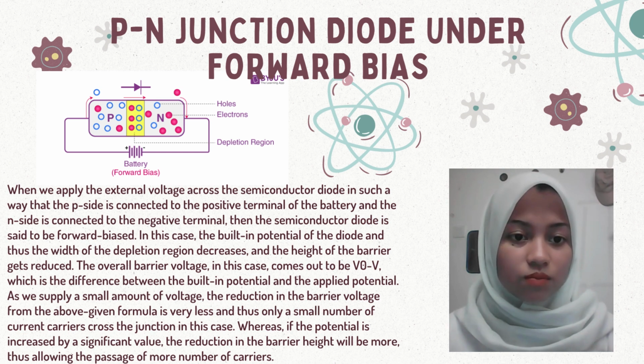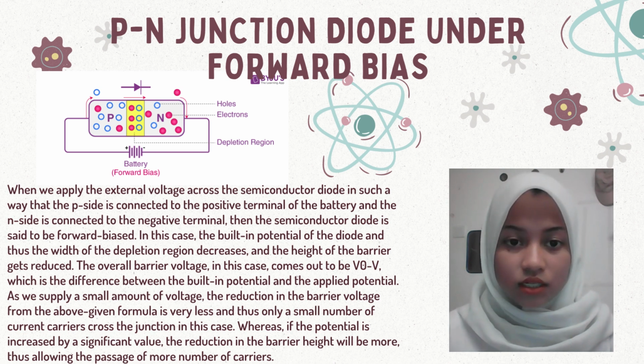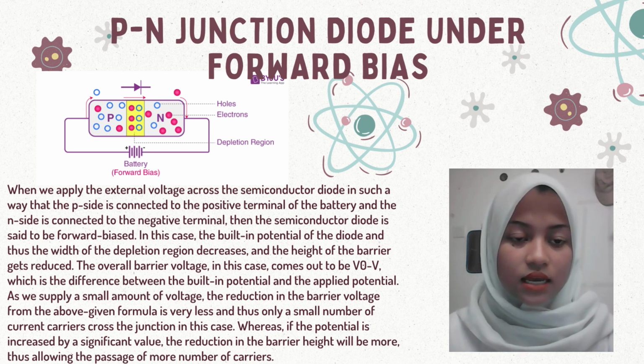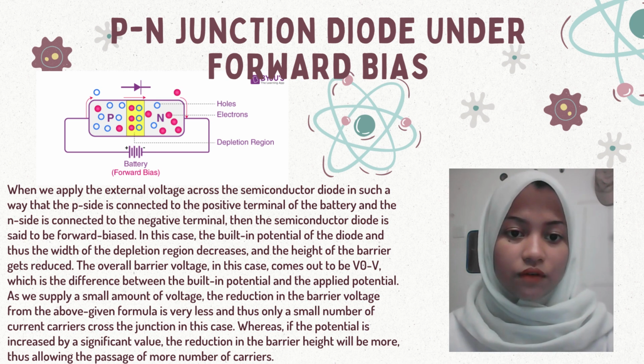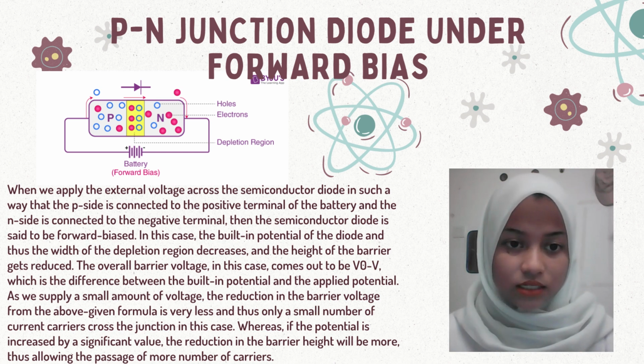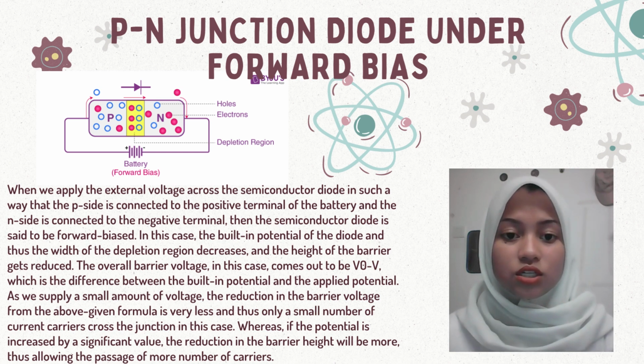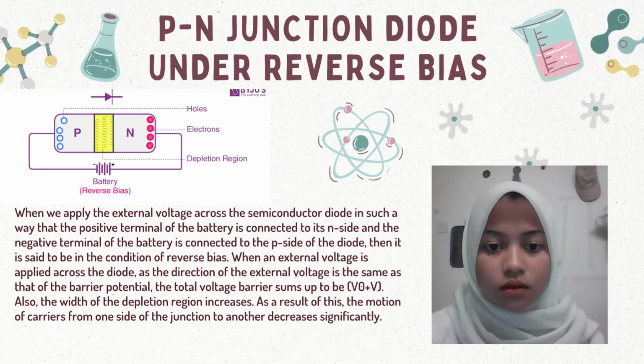As we supply a small amount of voltage, the reduction in the barrier voltage from the above formula is very small, and thus only a small number of current carriers cross the junction. Whereas, if the potential is increased by a significant value, the reduction in the barrier height will be more, thus allowing the passage of more carriers.